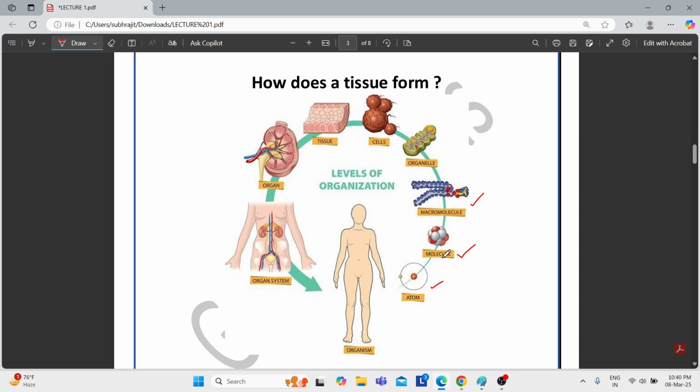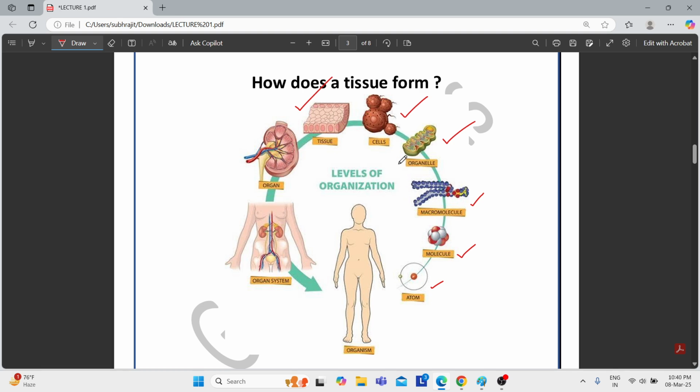Many atoms form a molecule, many molecules form a macromolecule, and a macromolecule basically leads to the formation of organelles, and these organelles form a cell. Now this cell ultimately forms a tissue. For example, if you see a cell, the plasma membrane of this cell is made up of lipids or phospholipids. These lipids are nothing but macromolecules, and if we want to go deeper, these macromolecules, phospholipids, are made up of carbon, oxygen, hydrogen, and various other atoms.